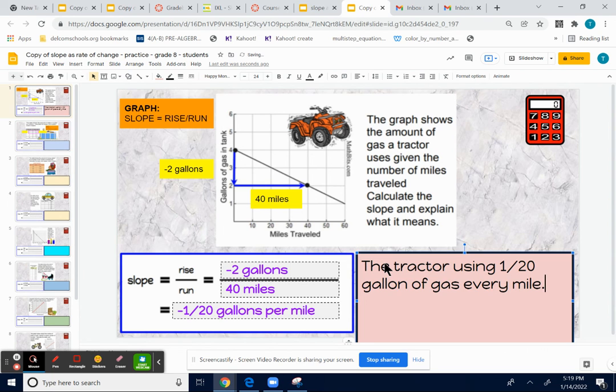I want you guys to realize that the slope, if you attach labels to it, if you think about what slope is, it's telling you how fast stuff changes. So this tractor is losing 1/20th of a gallon of gas every mile. Let me know if this doesn't help, if you still have questions.